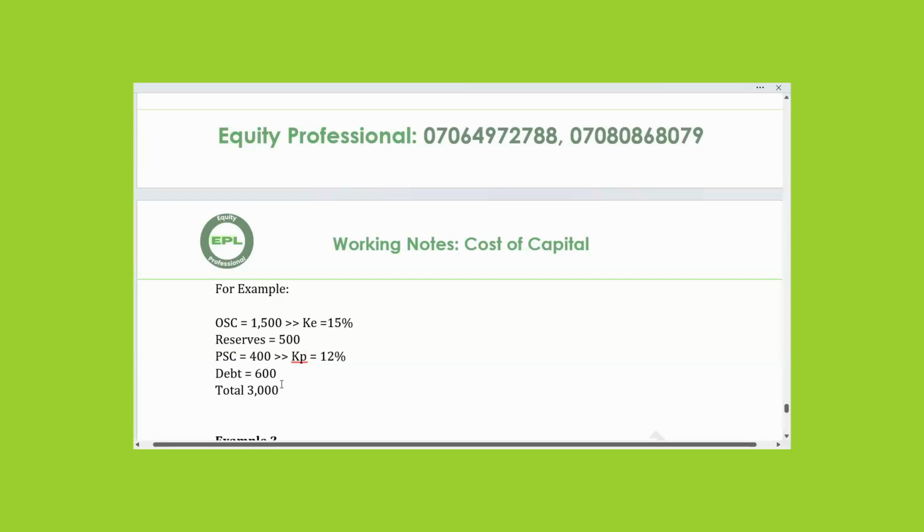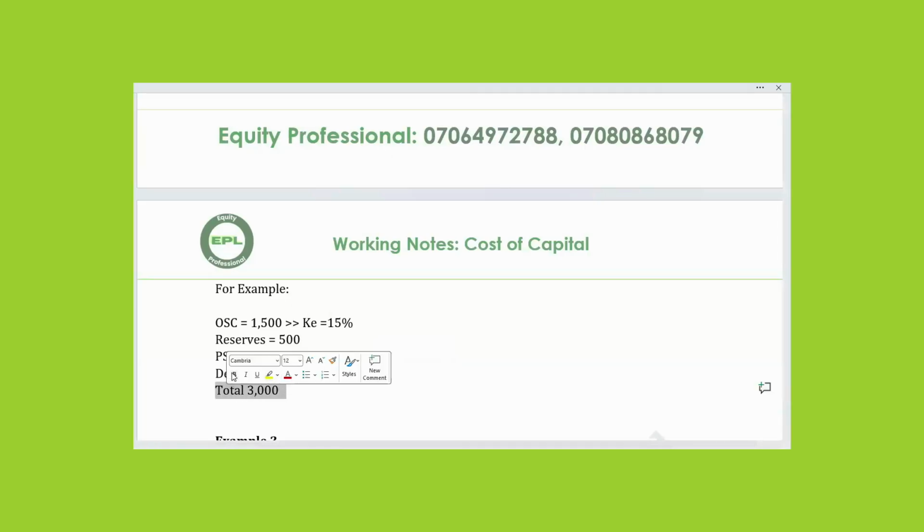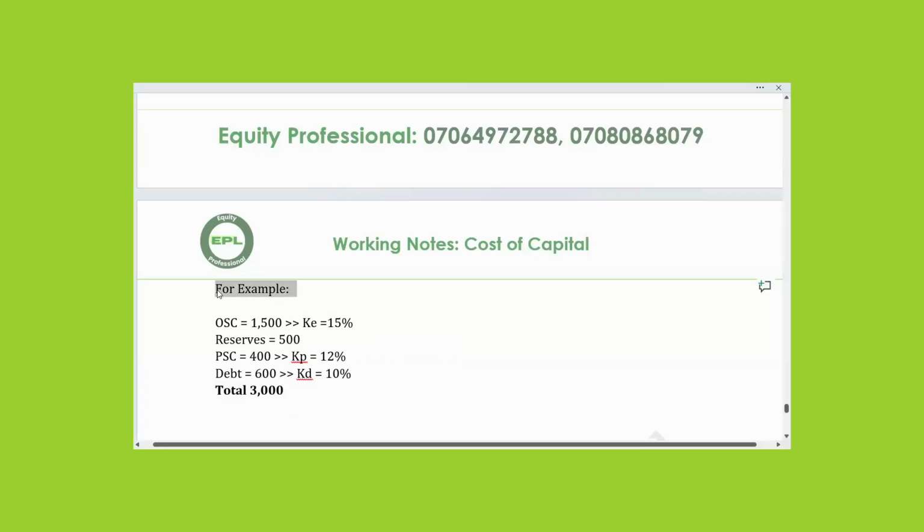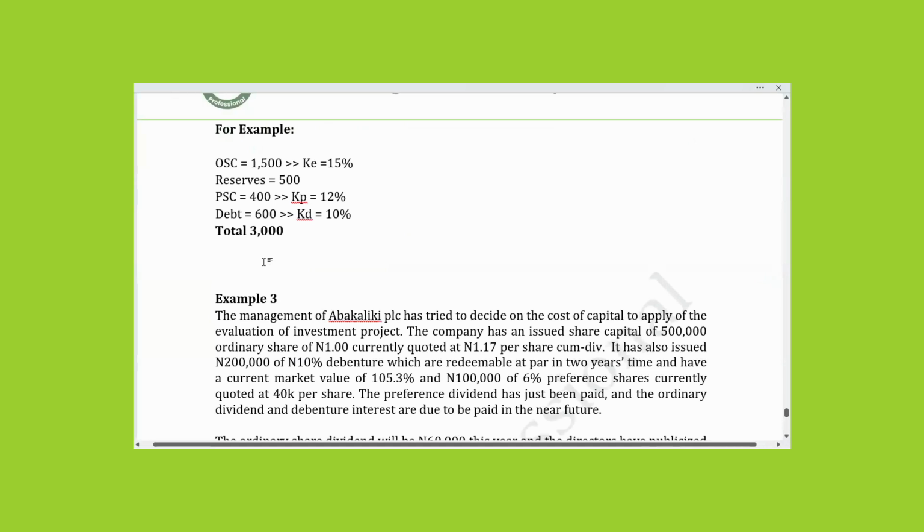right? Let's also say you are given cost of debt, KD, to be equal to 10%. All right. So these are the cost of individual capital that you are given in the question. So if you now want to calculate WACC, we're using the book value. So what we are saying is that you are supposed to add ordinary share capital plus reserve to form the weighting for equity, to form the proportion of equity.